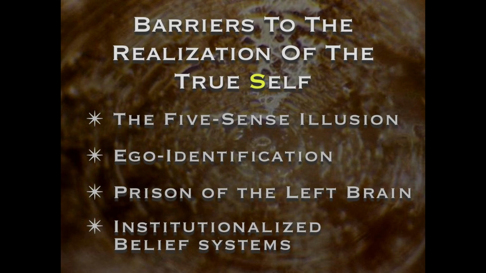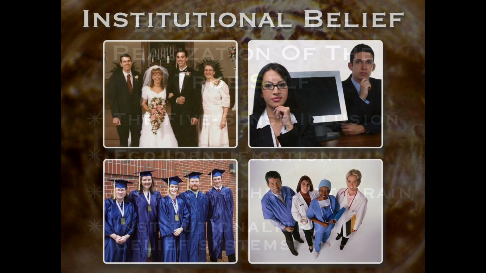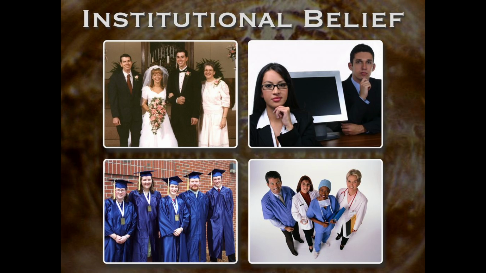This is totally related to the other barriers. It's related to the 5 sense illusion, and it's intricately related to the prison of the left brain. How so? First of all, what do we mean when we say identification with ego? What are we talking about when we say ego?